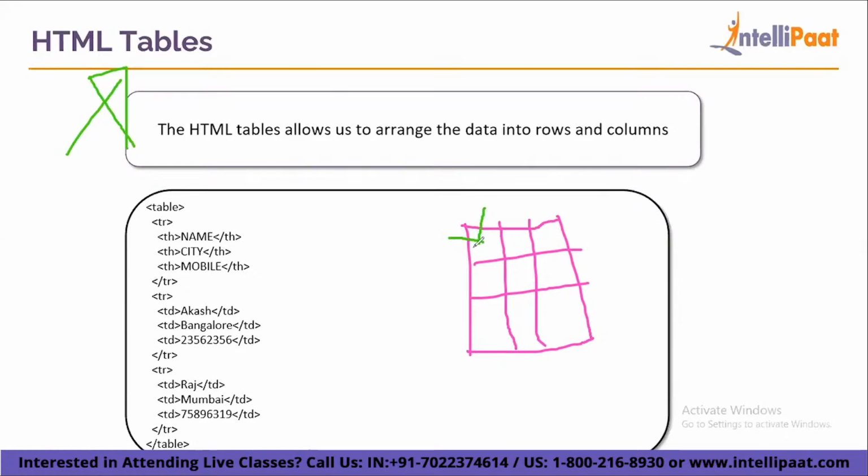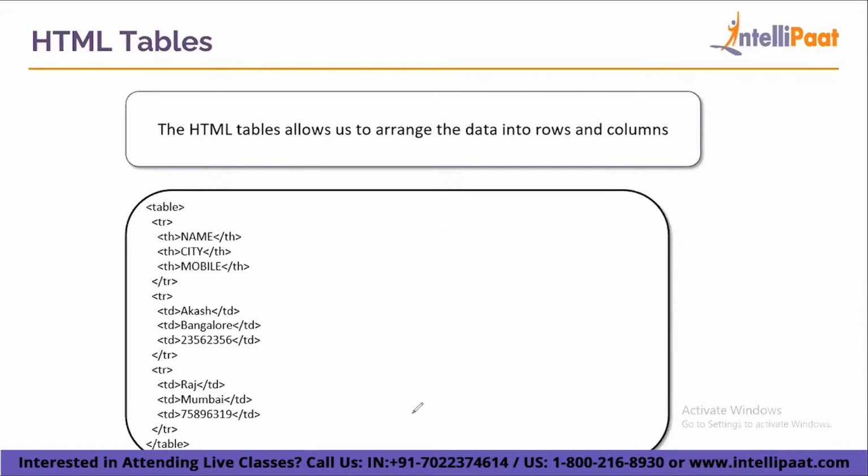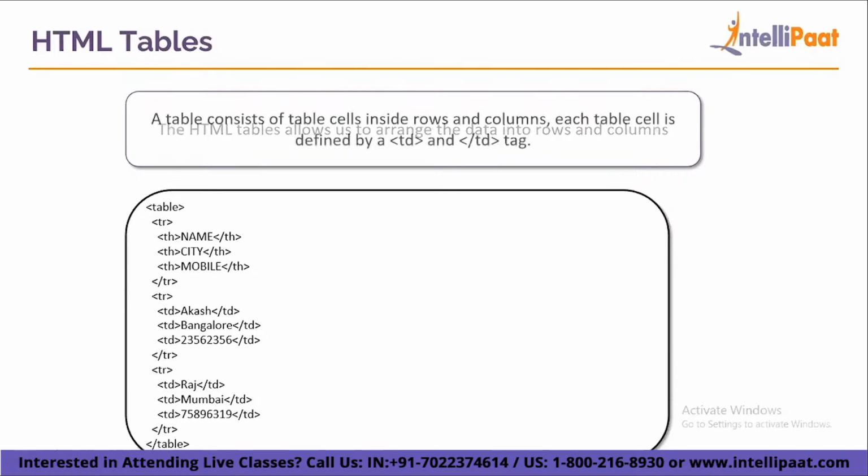Each cell consists of row and column. And here is what they are saying: HTML table allows us to arrange the data into the rows and columns. Basically you are going to arrange the data inside the row and column.